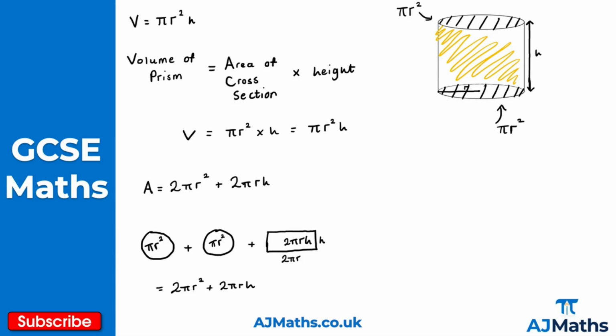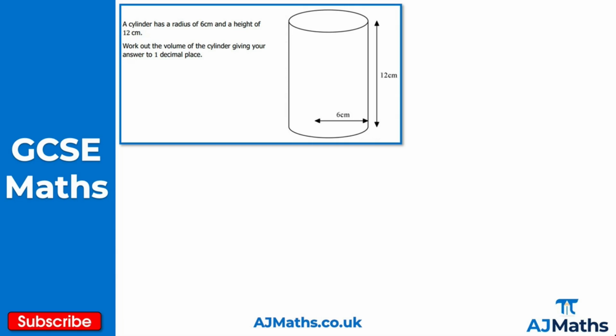What we're going to do now is take a look at some practice questions for the volume and surface area of a cylinder. So we start off with question one. We've got a cylinder which has a radius of 6 centimeters and a height of 12 centimeters, and we can see that on the diagram. We're asked to work out the volume of the cylinder, giving our answer to one decimal place.